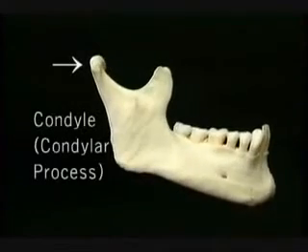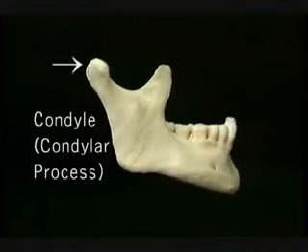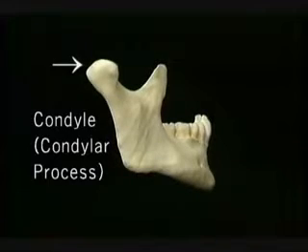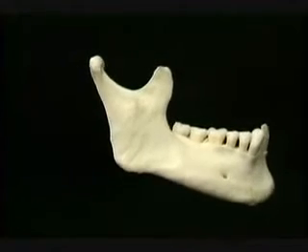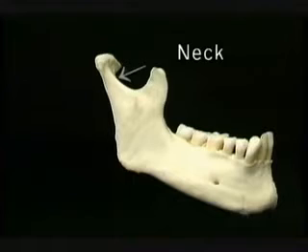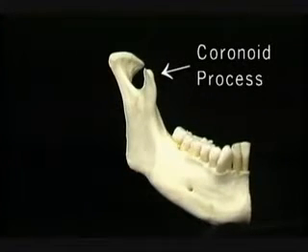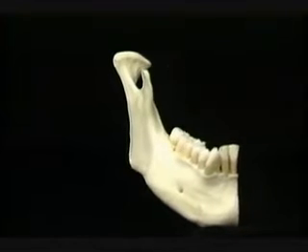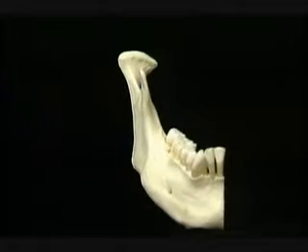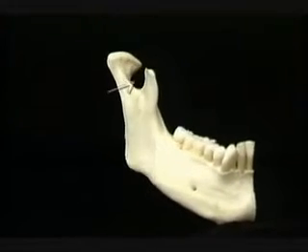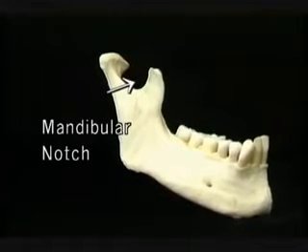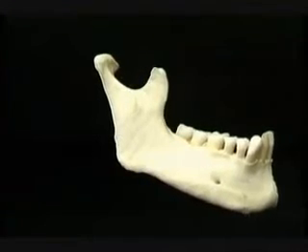The rounded projection that articulates with the temporal bone is the condyle, or condylar process. The narrowing below the condyle is the neck. The sharp, slender projection in front of the condyle is the coronoid process, a major muscle attachment, as we'll see. The dip between the coronoid process and the condyle is the mandibular notch.